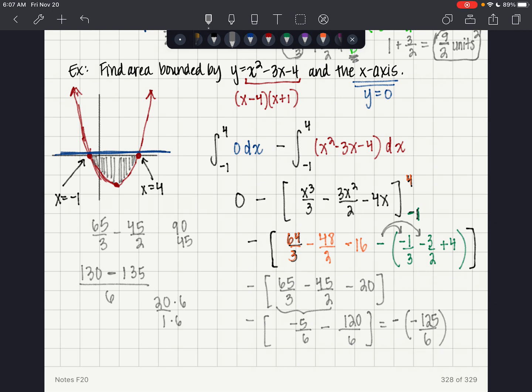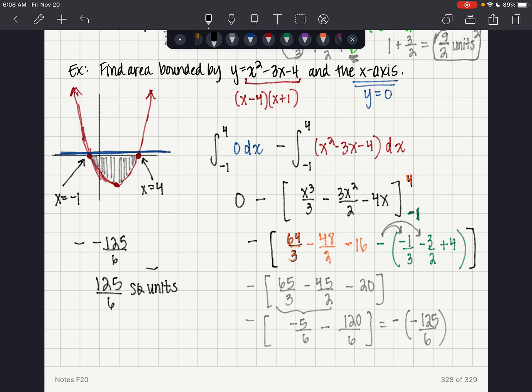So our answer, I'm going to erase my work over here. You could always rewind. Our answer is the opposite of negative 125/6, which is positive 125 over 6. And I'm going to go back to writing square units because that's how I like to write it, but you are more than welcome to write units squared.